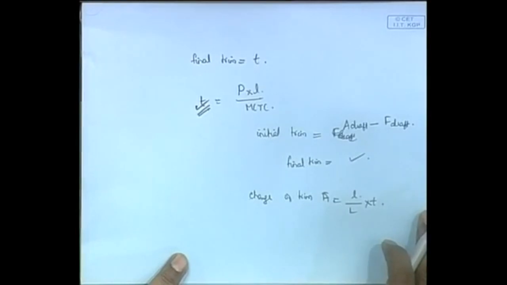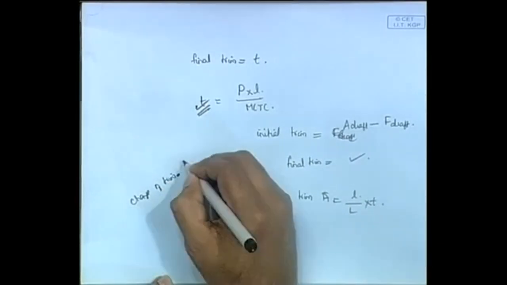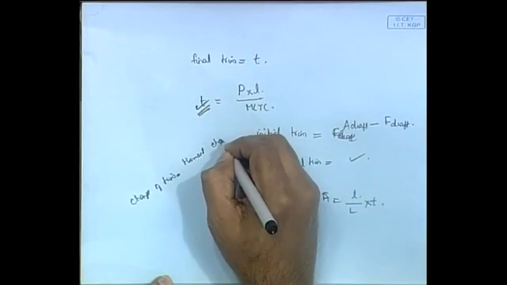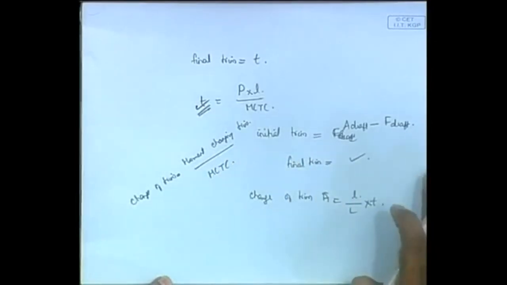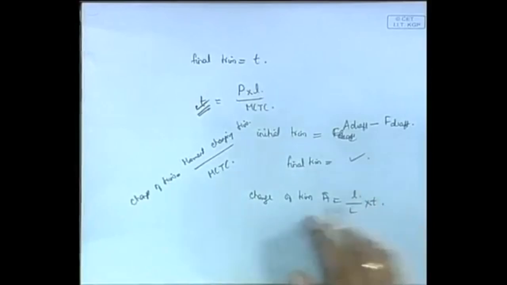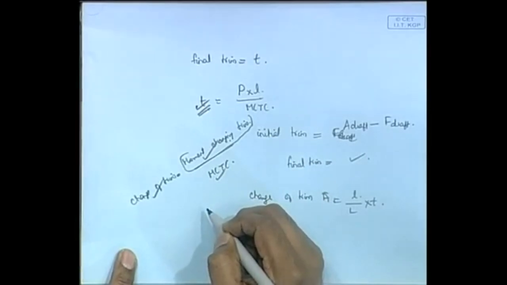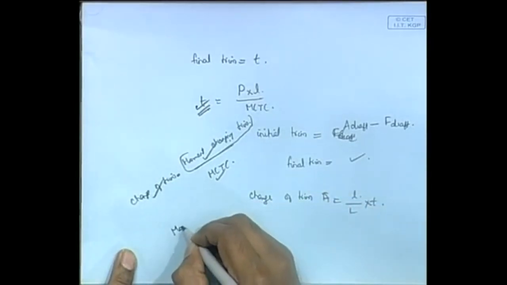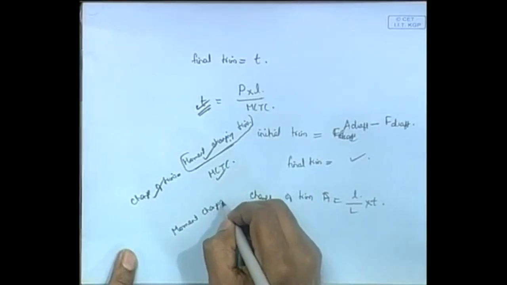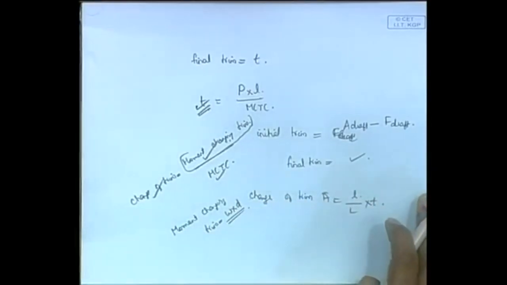Then, once you have this, you use the formula change of trim is equal to moment changing trim divided by MCTC. Therefore, you know this, you know this, so you can calculate the moment changing trim. Once you have that, moment changing trim is equal to W into D. D is the distance through which the ballast has to be transferred.